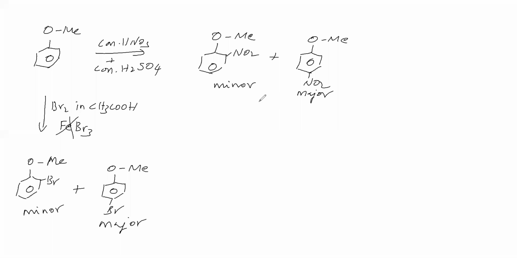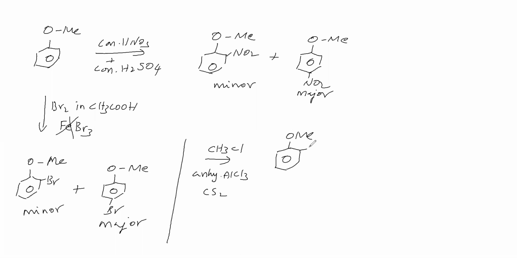Next we are seeing Friedel-Crafts alkylation. Now we will take an alkyl halide. Here we are taking anhydrous AlCl3, anhydrous aluminum chloride, and carbon disulfide. What happens means alkylation is possible.